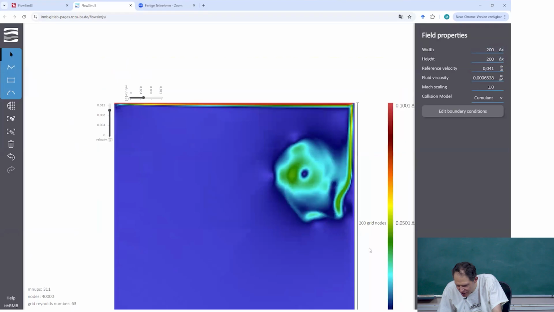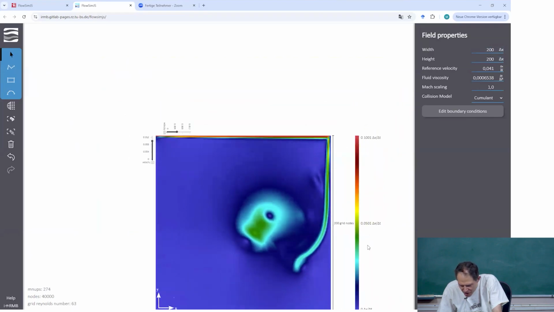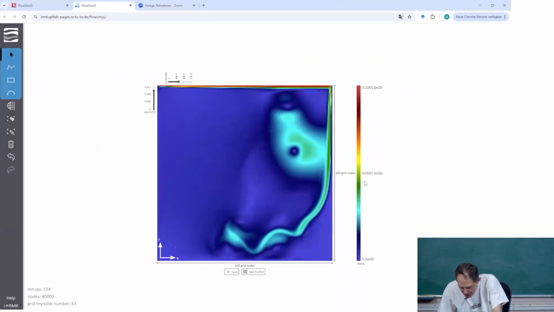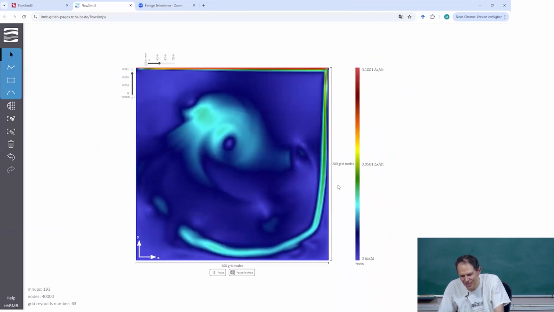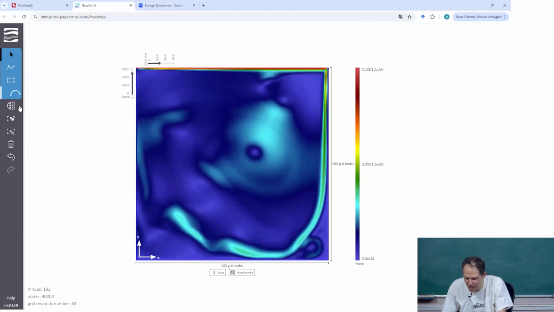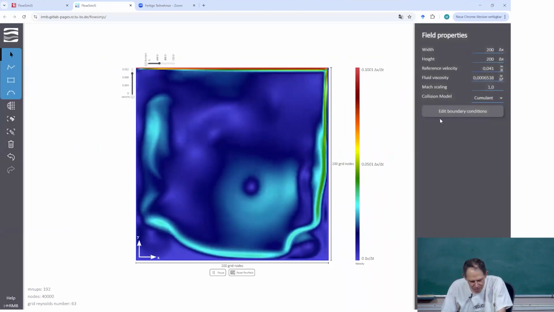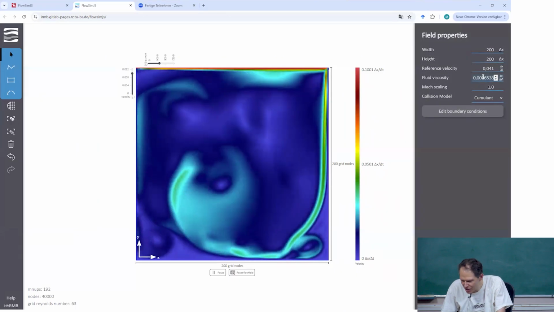200 by 200. Save changes. So I have to scroll out a bit. Okay, now this is your favorite lid-driven cavity simulation, in which we can change other things.